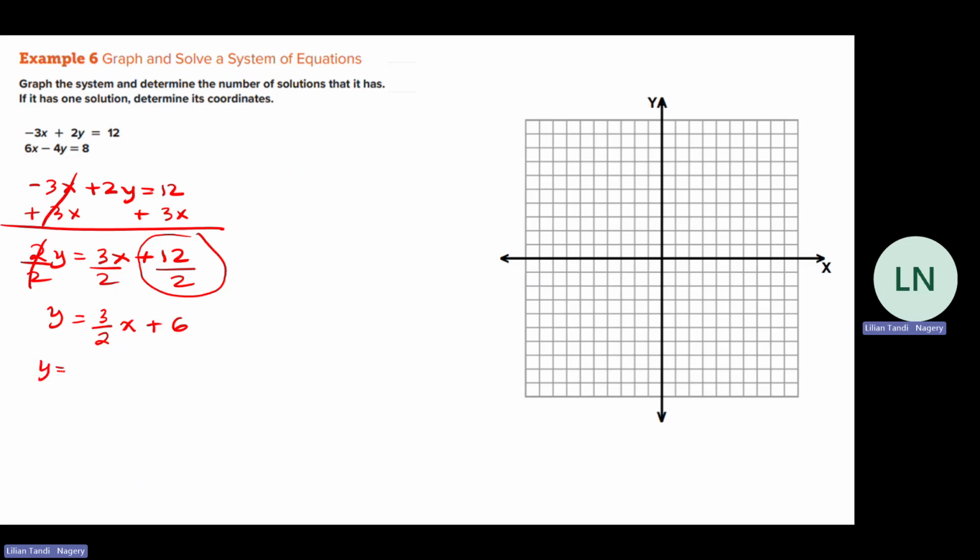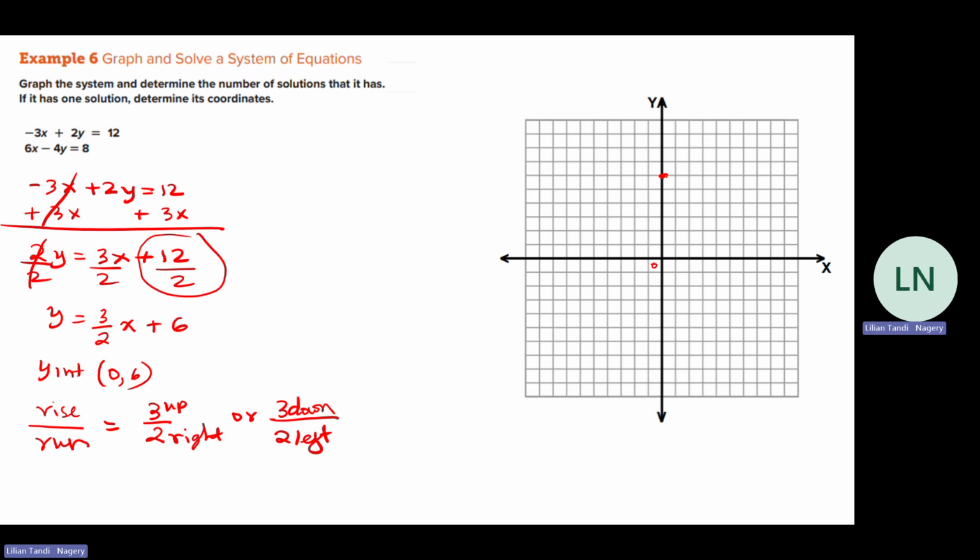So my y-intercept is 0, 6. And then I will use rise over run because I don't want to draw the table. So I'll do rise over run. So I'll do 3 up, 2 right, rise over run. Or I will do 3 down, 2 left. Okay, so I go to 0, 6 on my graph. 0, 6 will be here. 1, 2, 3, 4, 5, 6. It will be there.